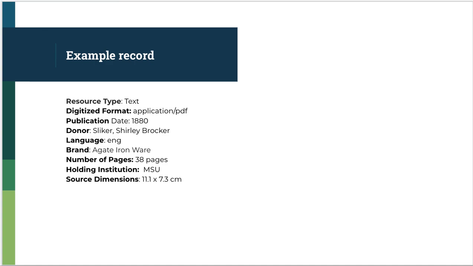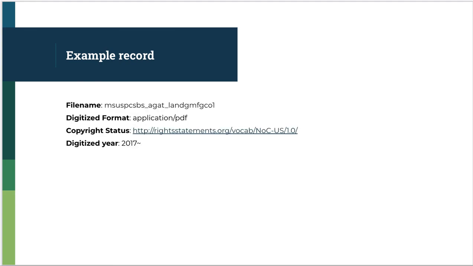resource type, digitized format, publication, donor, language, brand, number of pages, holding institution, and source dimension. My administrative metadata consists of digitized format, copyright status, and digitized year.